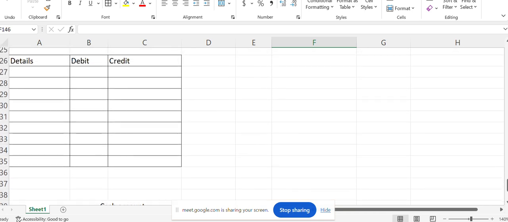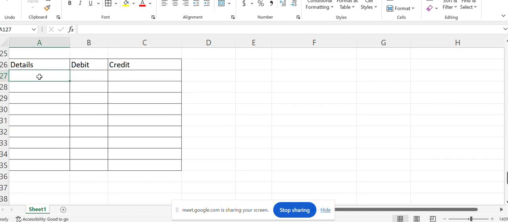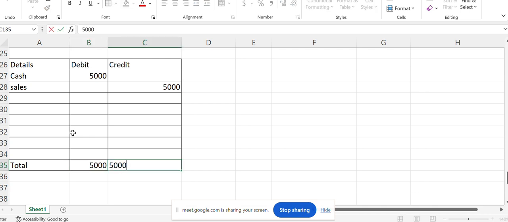So here, we are going to say details, cash 5,000. Then sales, because the balancing figure is on the debit side, it's going to appear on the credit side of the trial balance. So you can see if you are to balance that trial balance, it is going to balance. Debit side total will be 5,000 in the total column. So we are going to have 5,000 here. You're also going to have 5,000 there.